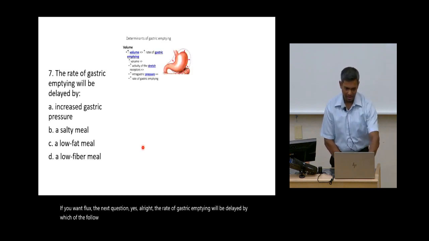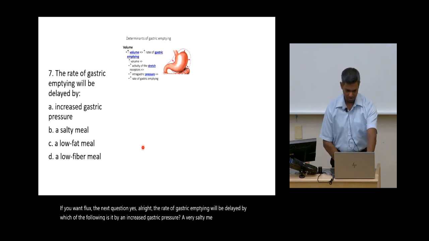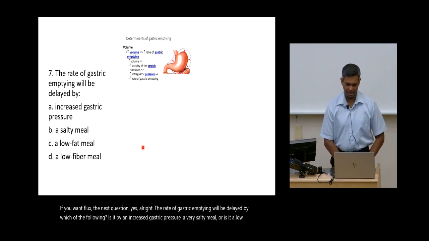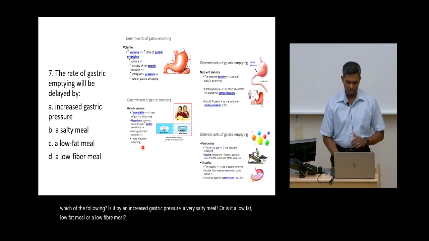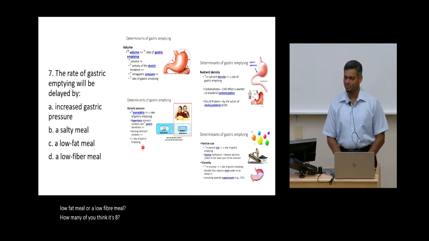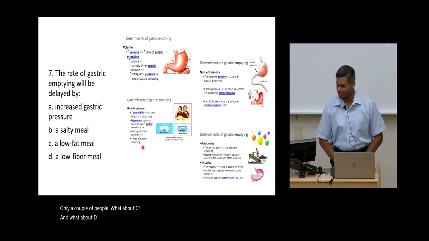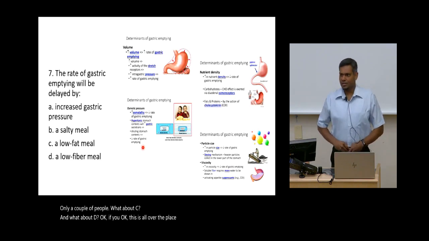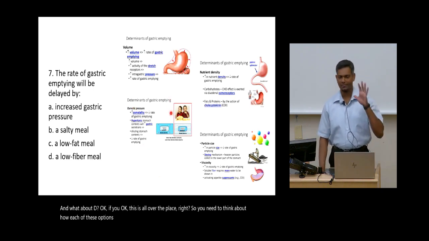Is it an increased gastric pressure, a very salty meal, a low fat meal, or a low fiber meal? How many of you think it's A? B? Only a couple of people. What about C? And what about D? Okay, this is all over the place. All right. So you need to think about how each of these options would impact the 5 factors we talked about.